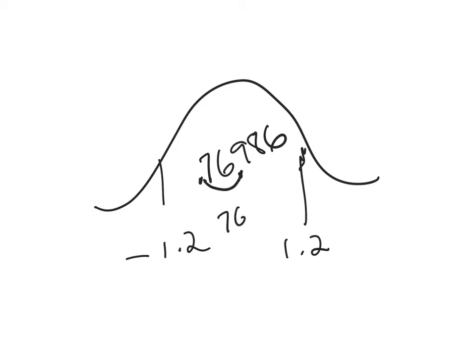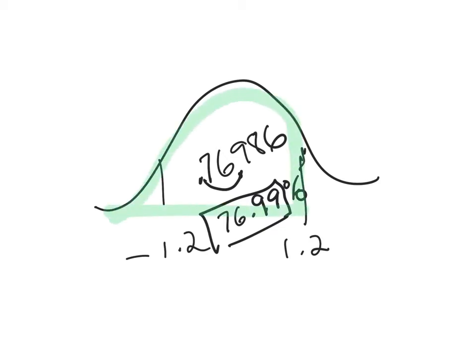This would be 76.99%. It doesn't want the percent sign, but that's what it's looking for. So make sure you're entering your data correctly. Now, were I to do this on Excel, I would first have to find this area, left tail, it's the bigger area, then this area, right tail, and then subtract the 2 would give me the area that I wanted.